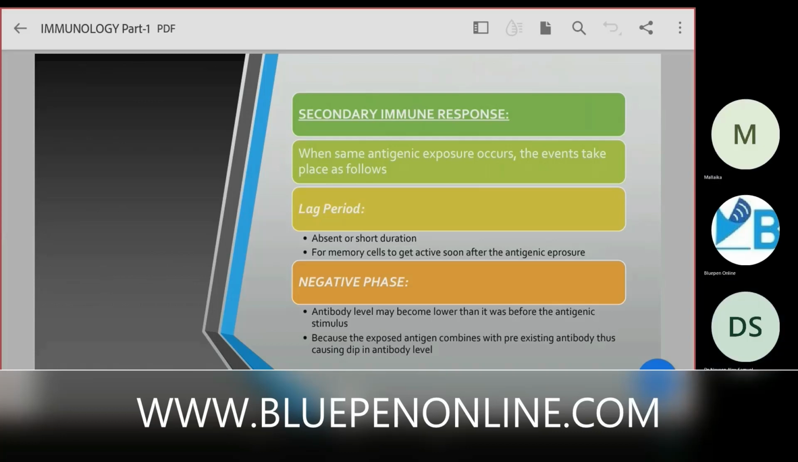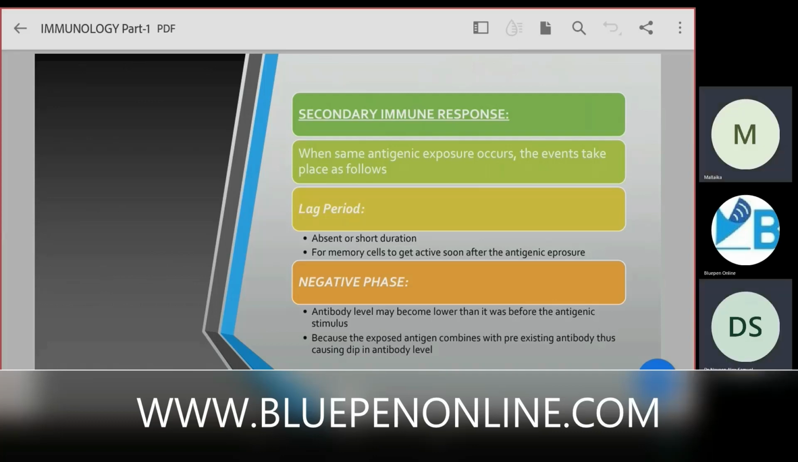Okay, now we'll come to the secondary immune response. I told you the secondary immune response is due to the memory cells, which mainly act. When the same antigenic exposure occurs, the events take place as follows. There'll be a lag period, but it will be very short, or sometimes there won't be a lag period, because the sensitized memory antibodies will suddenly come into action and start attacking the antigen. So there is an absent or short lag period, and at the end of the lag phase there will be a dip in the curve.